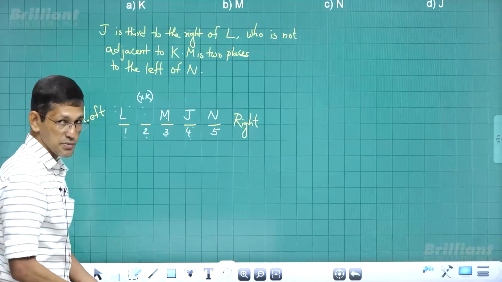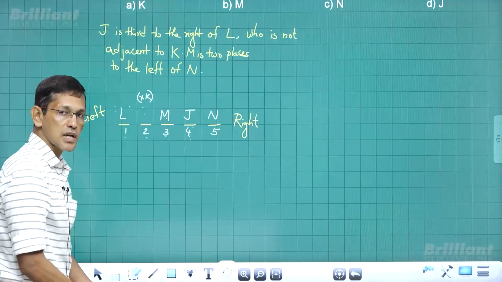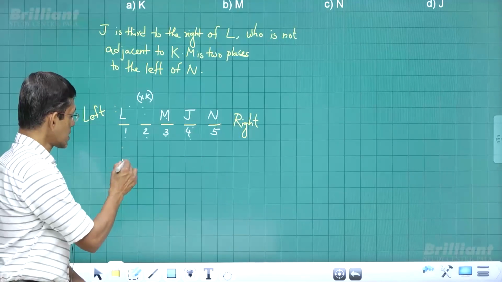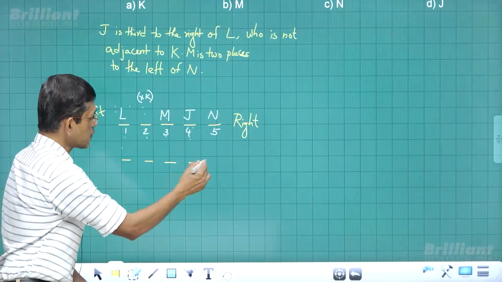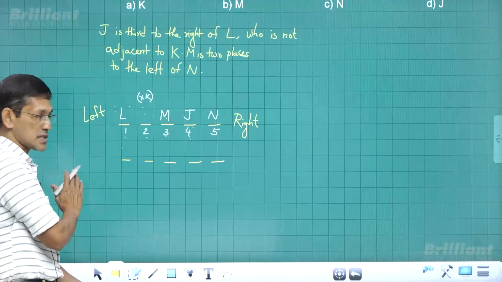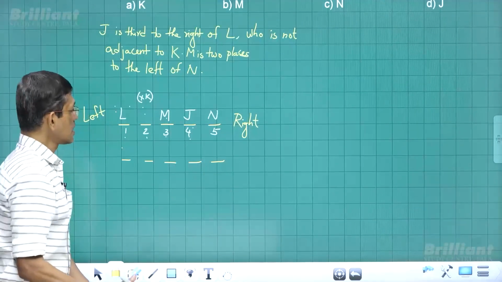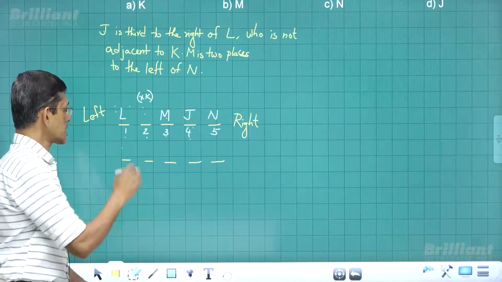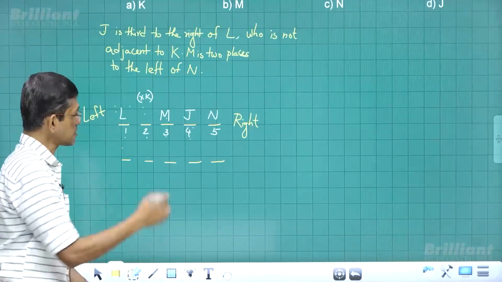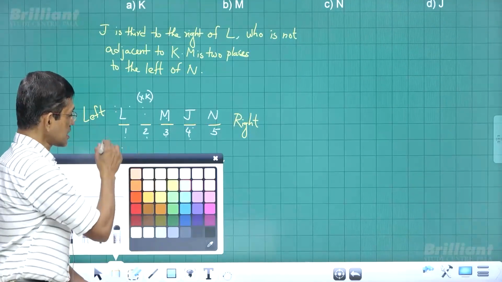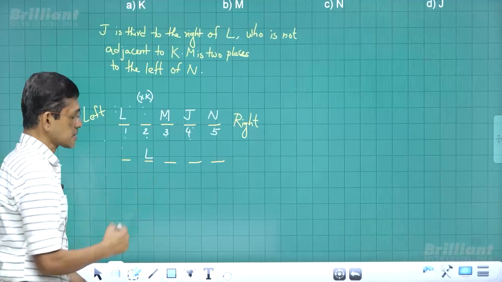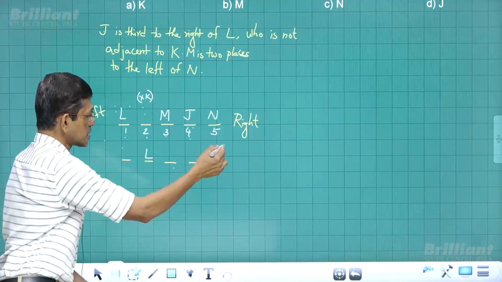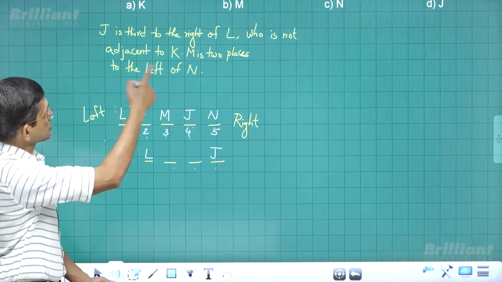So is there a second arrangement possible? If there's a second arrangement, what is it? In that case, we have to look at it this way. 1, 2, 3, 4, 5 persons. Again, our left is the left, our right is the right. Then J is what? Third to the right of L. It is not really mentioned that L is at the left end. L could be anywhere. So next possibility, if L is here, what happens then? J must be third to the right: 1, 2, 3. So J is third to the right of L.